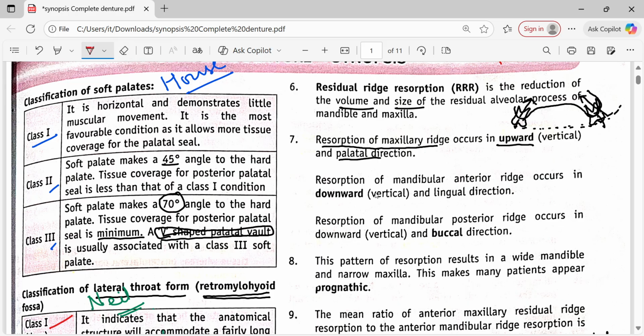Compared to this, the mandibular anterior region, now this will be similar in the anterior also in the maxillary ridge. If you see anteriors, your anteriors will be like this. This is your bone. So again it will be upward and palatally.